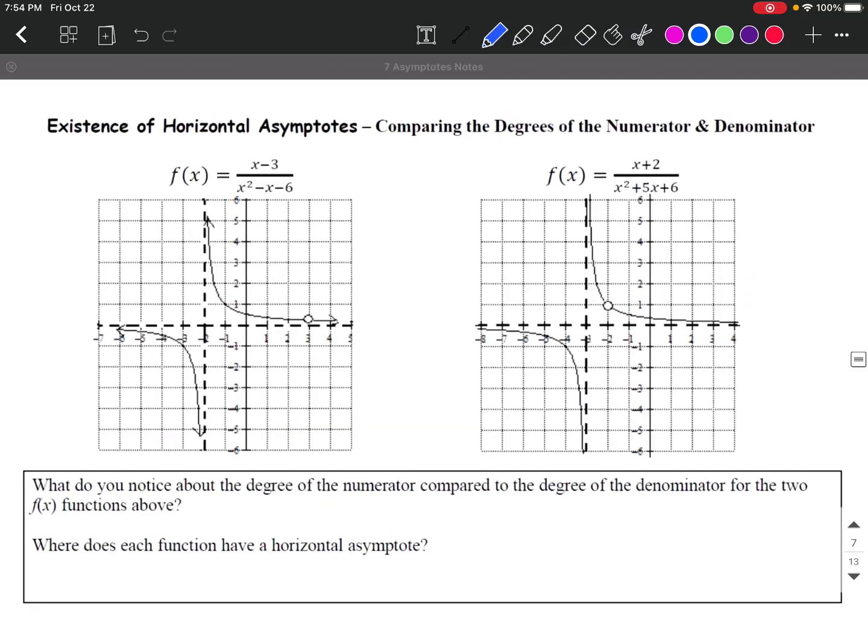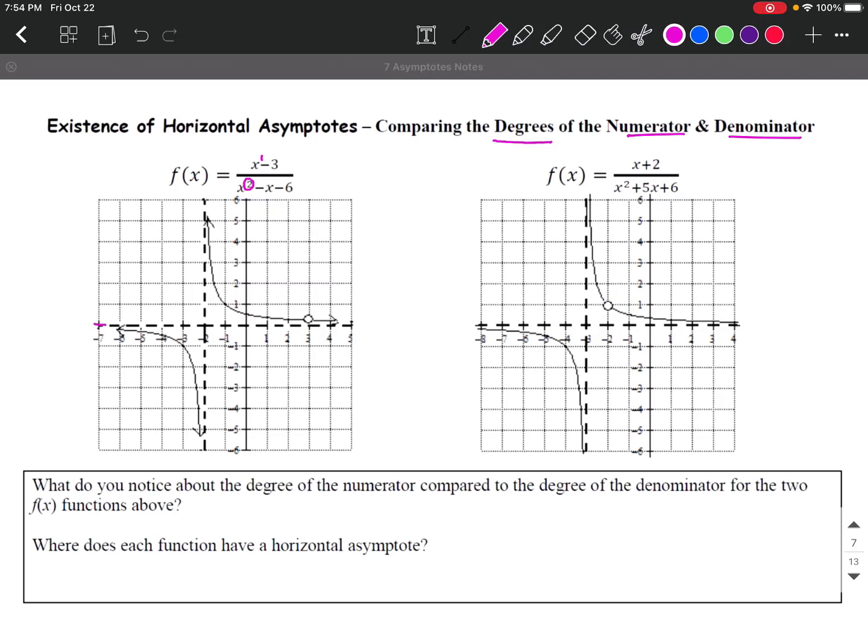The next thing we want to look at is the existence of horizontal asymptotes. Okay, so we're going to compare the degree of the numerator and the denominator. So we have this function f of x, which is x to the first minus 3 over x squared minus x minus 6. So the degree of the top is 1 and the degree of the bottom is 2.